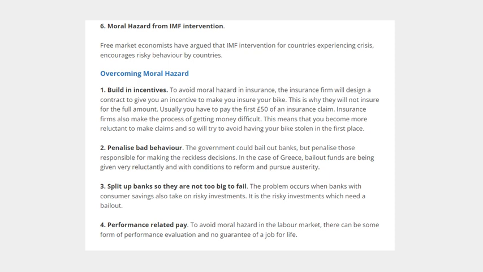2. Penalize bad behavior. The government could bail out banks, but penalize those responsible for making the reckless decisions. In the case of Greece, bailout funds are being given very reluctantly and with conditions to reform and pursue austerity. 3. Split up banks so they are not too big to fail. The problem occurs when banks with consumer savings also take on risky investments. It is the risky investments which need a bailout. And 4. Performance-related pay. To avoid moral hazard in the labor market, there can be some form of performance evaluation and no guarantee of a job for life.